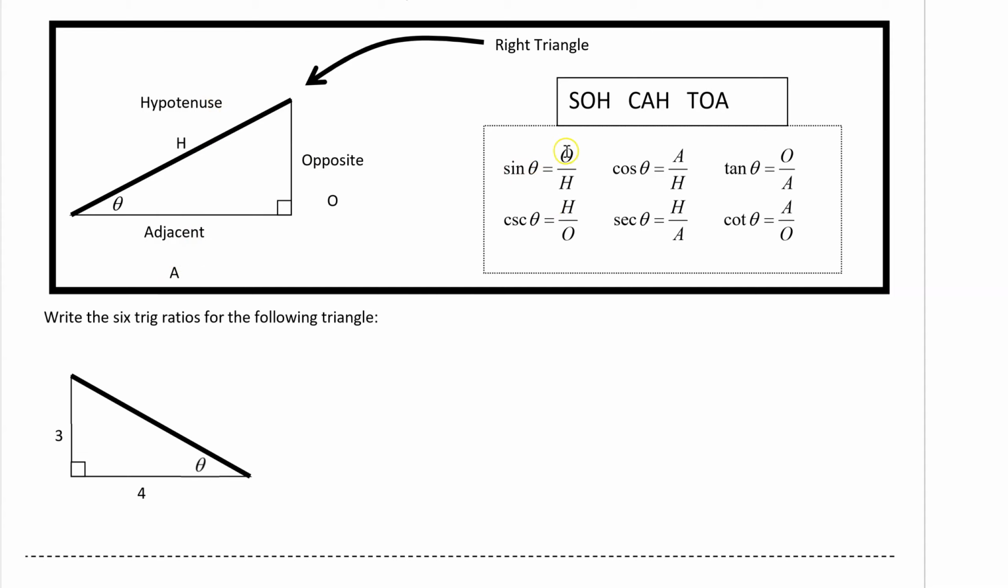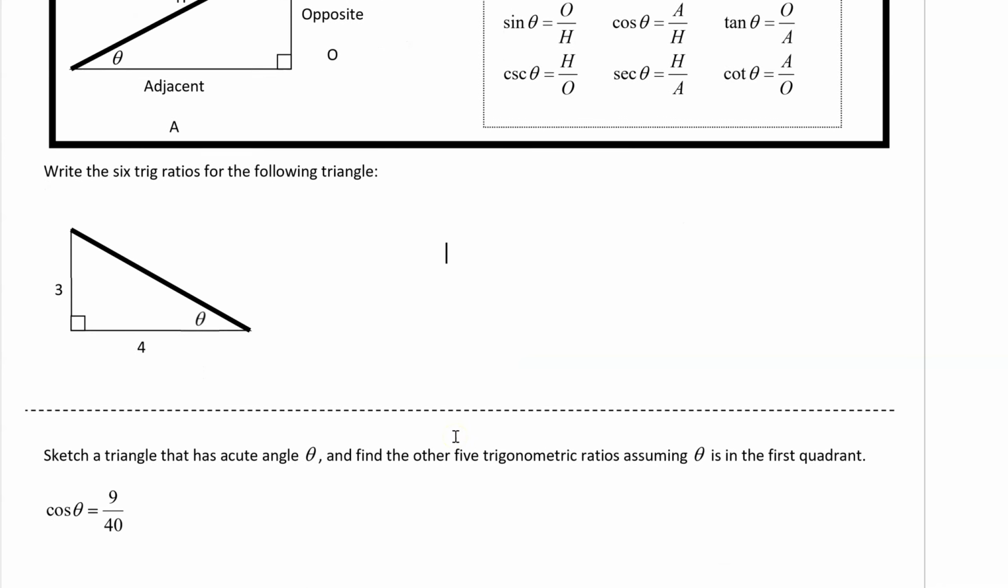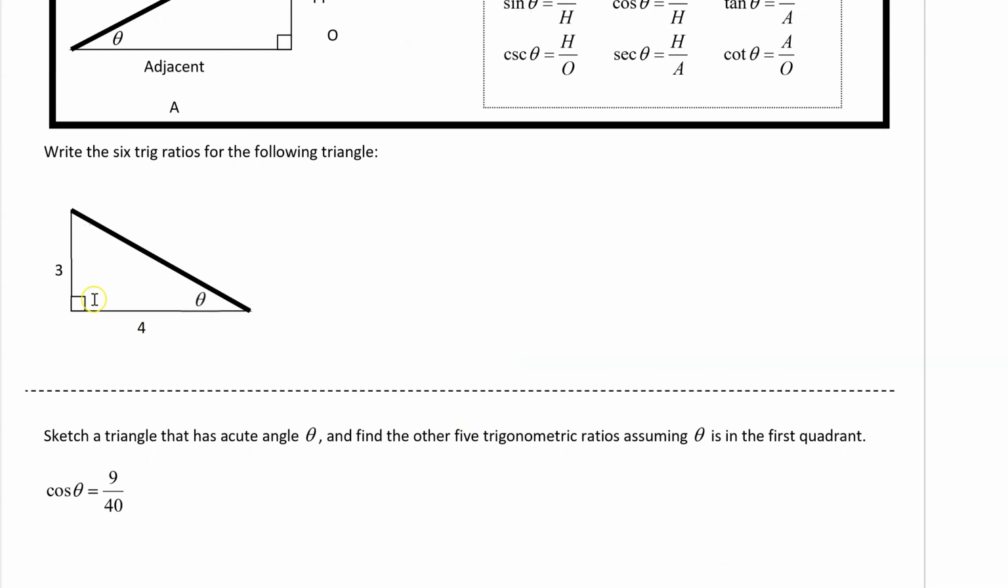So sine theta is opposite over hypotenuse. And then so on. Cosine theta is adjacent over hypotenuse, and adjacent is the one next to the angle. Opposite is the one opposite, literally. And then H is our hypotenuse. It's always our longest side. So we're going to write our 6 trigonometric functions for this one.